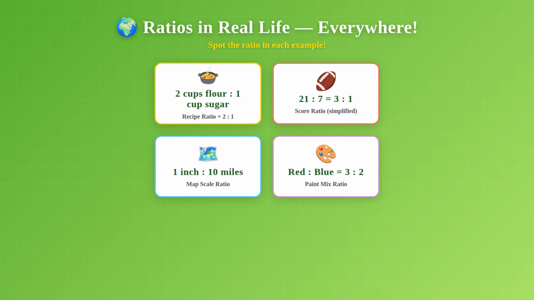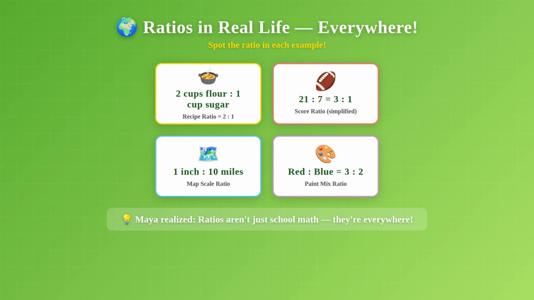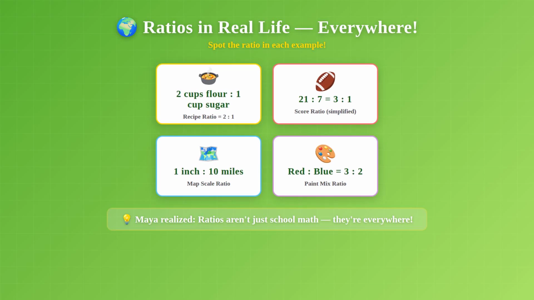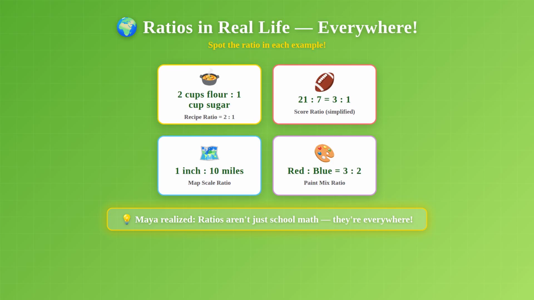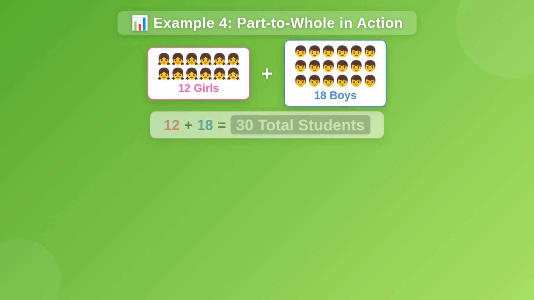When a football team scores 21 points and gives up 7, the ratio of their score to the opponent is 21 to 7, or simplified, 3 to 1. Maps use ratios too. 1 inch on a map might represent 10 real miles. Even mixing paint to get just the right color uses ratios. Maya realized ratios aren't just school math, they're everywhere.